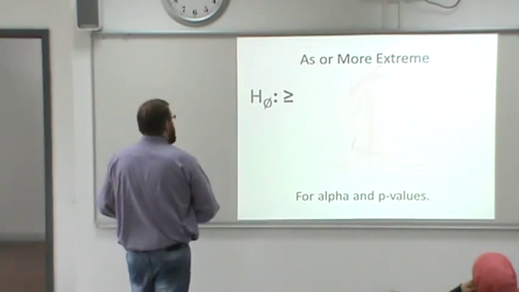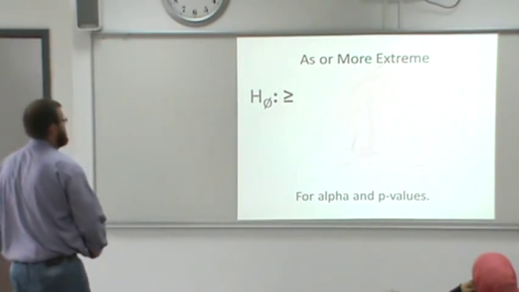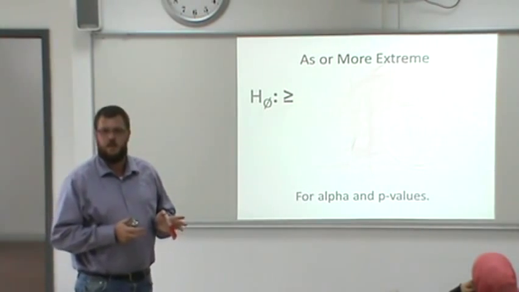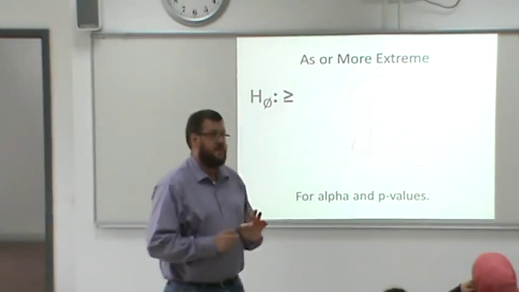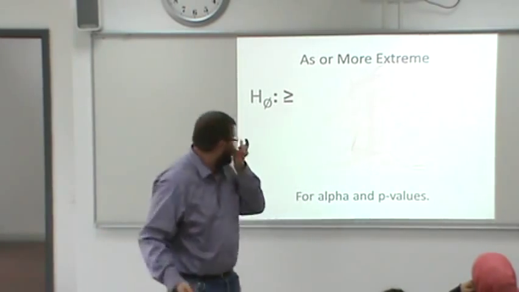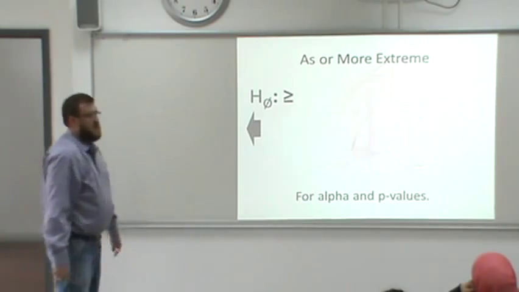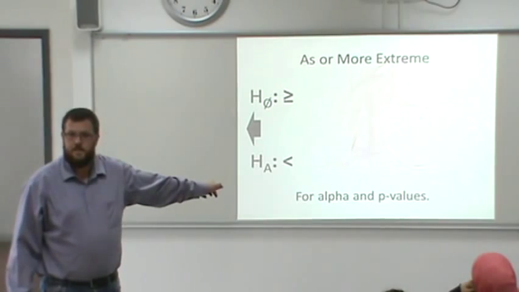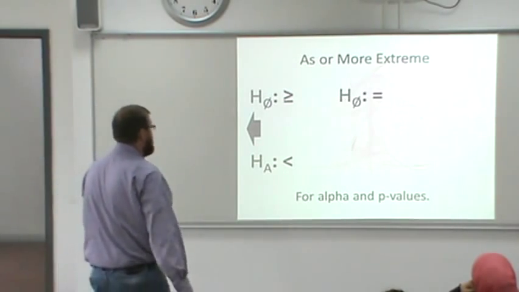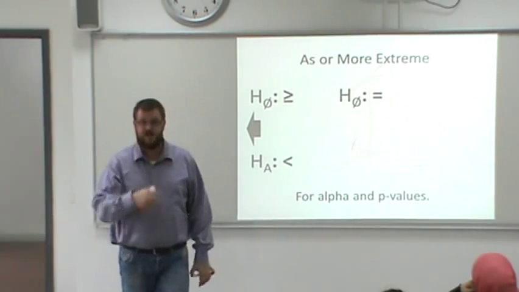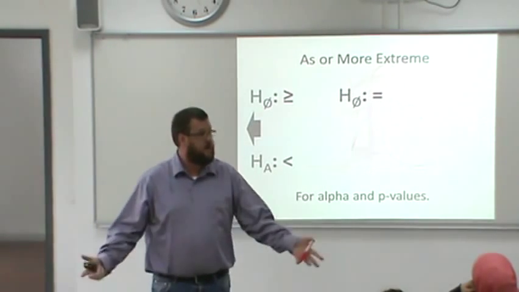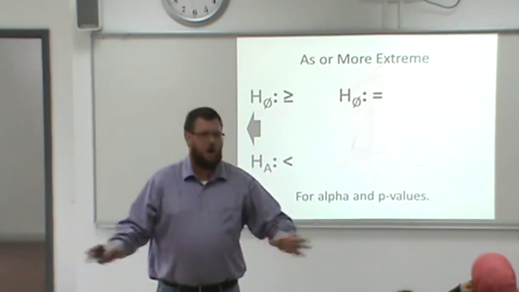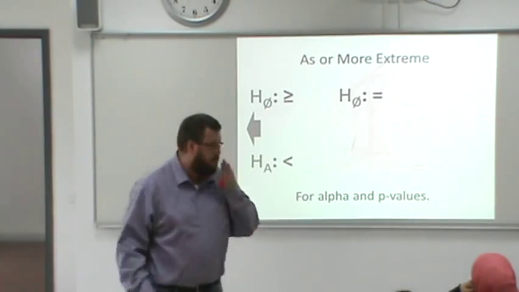So for null hypotheses like this, greater than or equal to, which tail are we interested in? Are we interested in the greater tail or the less tail? The less tail, right? So this would be an alternative hypothesis of less than. How about the null hypothesis of equals? Which tail are we interested in? Both. We're interested in both, right? Because both less than and greater than are not equal to. So we are interested in both tails.